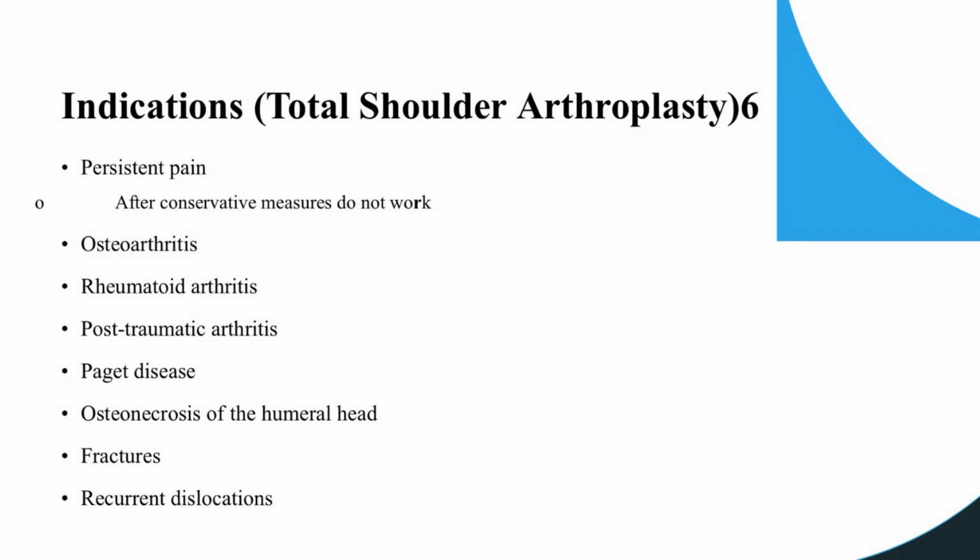The source of pain could be due to many types of arthritis, such as osteoarthritis, rheumatoid arthritis, and post-traumatic arthritis. It also states Paget's disease could be a cause, and that's a disorder that disrupts the normal process of bone remodeling, where old bone is broken down and replaced by new bone, and it could cause damage to the shoulder joint.